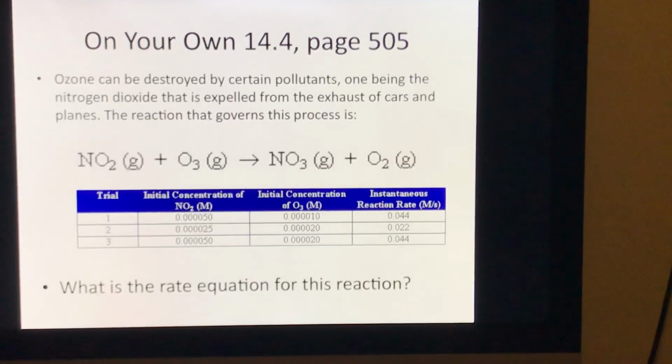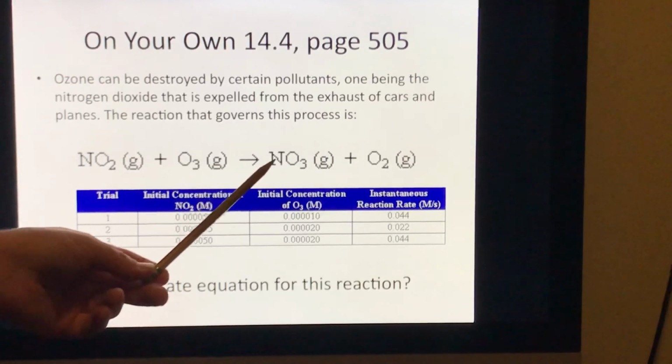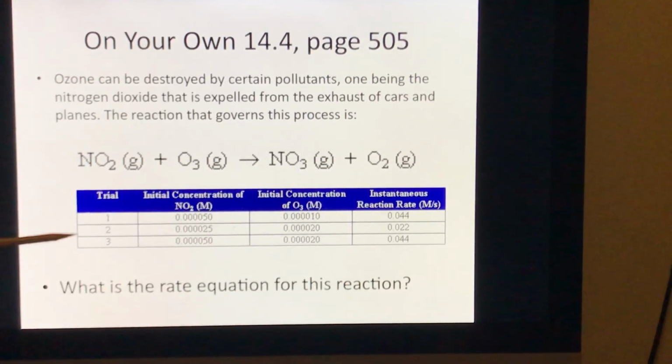All right, so now let's look at our last on your own in this sequence. It says ozone can be destroyed by certain pollutants, one being the nitrogen dioxide that is expelled from the exhaust of cars and planes. The reaction that governs this process is NO2 plus O3 gives NO3 plus O2. And here is the data from our trials. What is the rate equation?